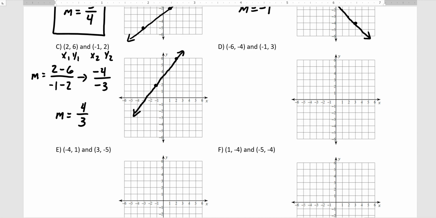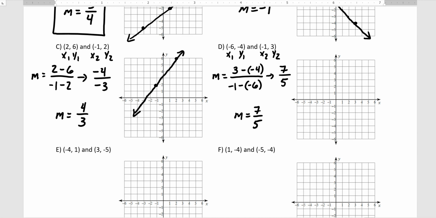Letter D. -6, -4, and -1, 3. So we have x1, we have y1, we have x2, and y2. So m equals y2, 3, minus y1, -4, over x2, -1, minus x1, -6. All right, well, 3 minus -4 would become 3 plus 4, which would be 7. -1 minus -6 would become -1 plus 6. -1 plus 6 is 5. So we're going to take a stab and say that our slope is 7/5.